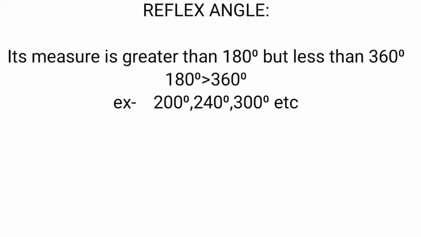Right angle. It is equal to 90 degree. Straight angle. It is equal to 180 degree. That means it forms a straight line. Complete angle. It is 360 degree. Reflex angle. Its measure is greater than 180 degree and less than 360 degree. For example, 200 degree, 240 degree, 300 degree, etc.